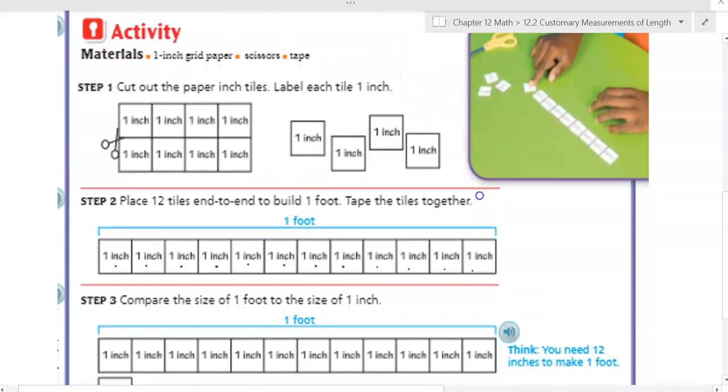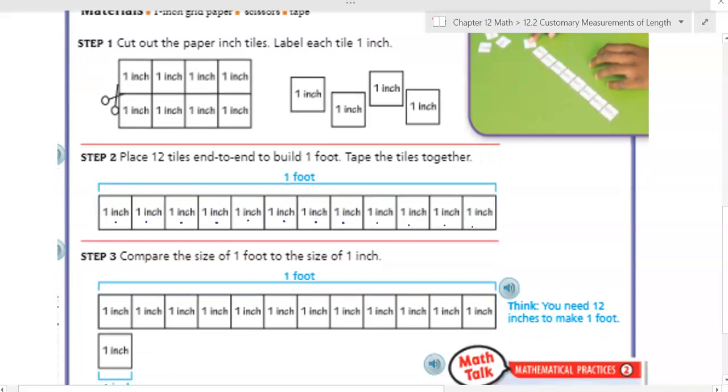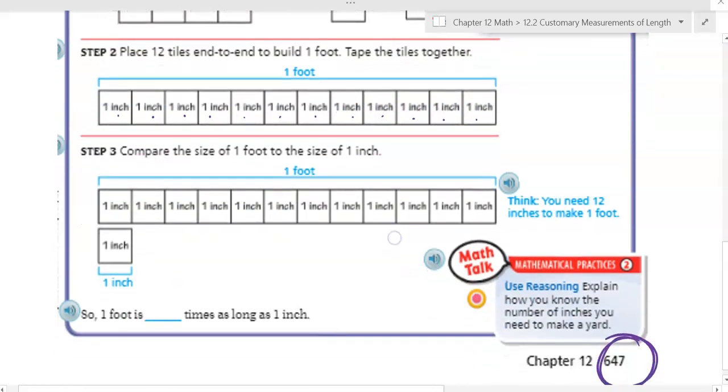So, the activity says to cut out a paper in 1-inch tiles and label each one 1 inch. We're not going to do that. We're just going to look at the tiles in the book. So once you've cut out those 1-inch tiles, each one represents 1 inch. And if we place them end to end, we get 1 foot. If we count, there should be 1, 2, 3, 4, 5, 6, 7, 8, 9, 10, 11, 12 inches in 1 foot measurement.